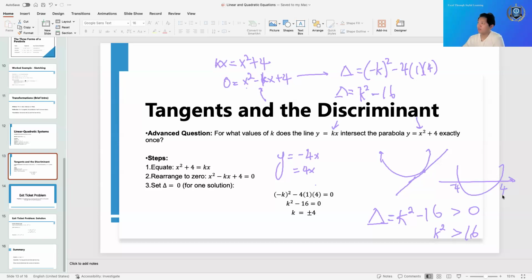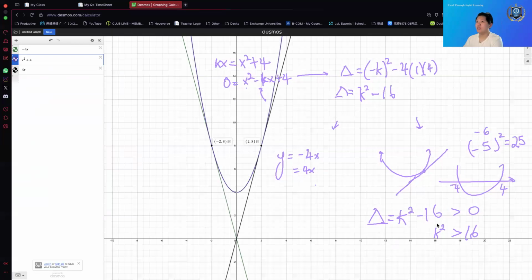Because anything less than -4, what would happen? I would have, let's say, -5, right? What's -5 squared? 25. Good, right? Same with -6, right? So anything less than -4 would work, and anything bigger than +4 would also work. Right? And how does that put into play over here?